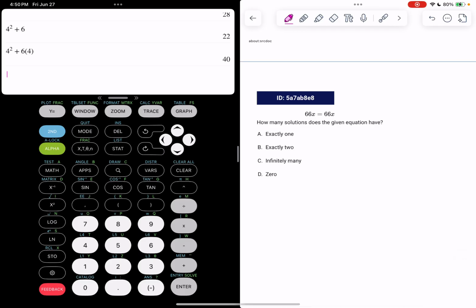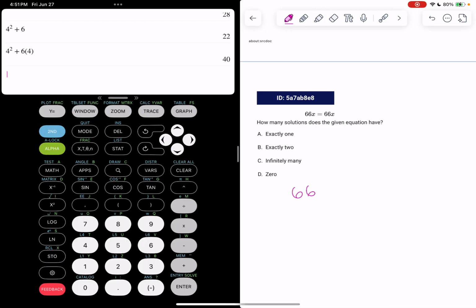Okay, how many solutions does the given equation have? So I want to know how many things will work in here. Well, let me try. Either 1 will work, 2 will work, or infinitely many will work. But let's see, or maybe 0 will work. But let's see if we can find anything that works.